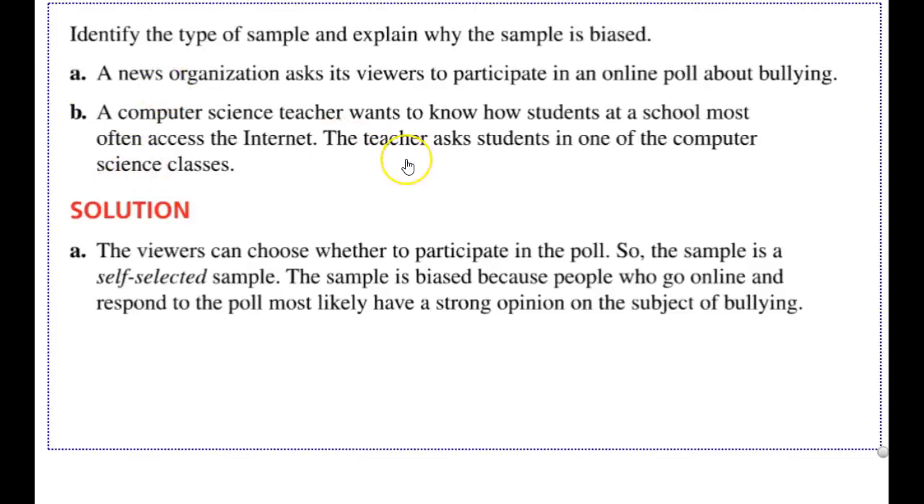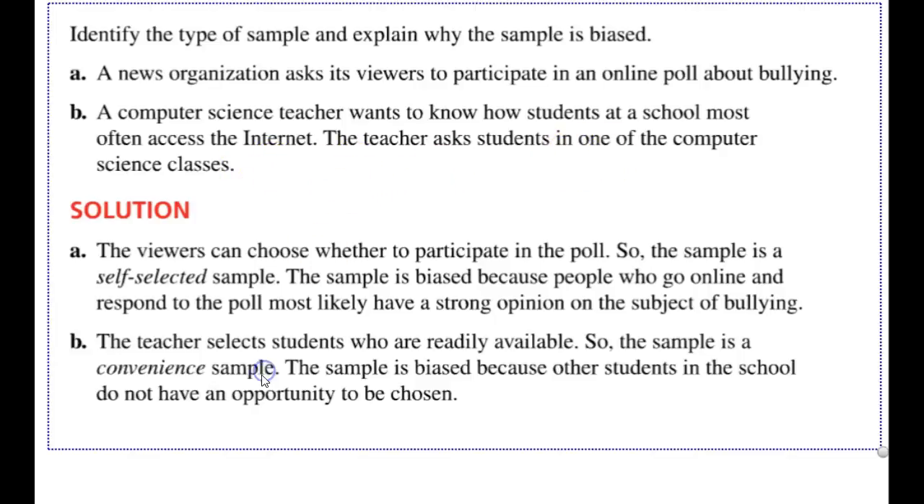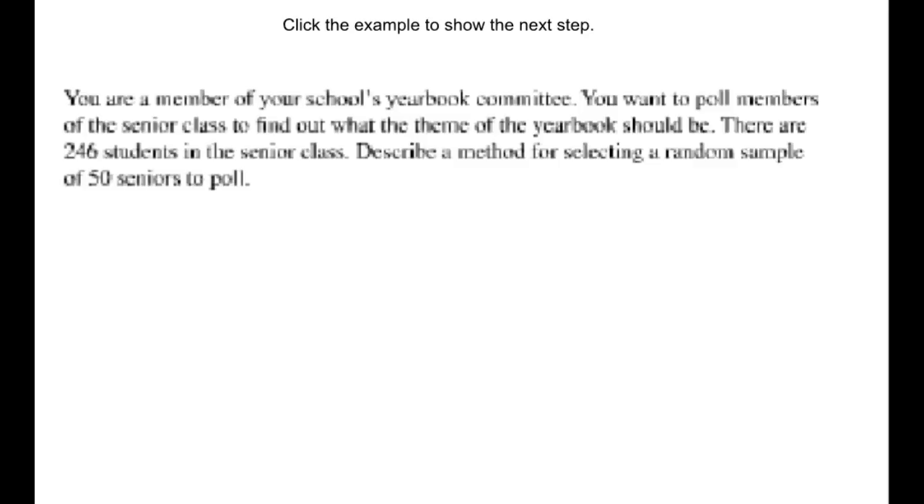A computer science teacher wants to know how students at a school most often access the internet. The teacher asks students in one of the computer science classes. So the teacher selects the students who are readily available, right? All the kids in that class. So this is a convenience sample. So the sample is biased because it's limiting. It only limits those kids in that classroom. So it's biased because other students don't have the opportunity to be chosen. It's not random, it's just convenience, and it's all of the kids right here in front of me right now, not taking into account any of the other students in the school.